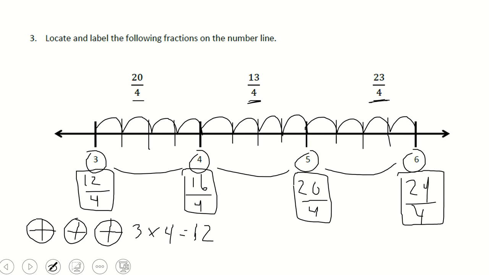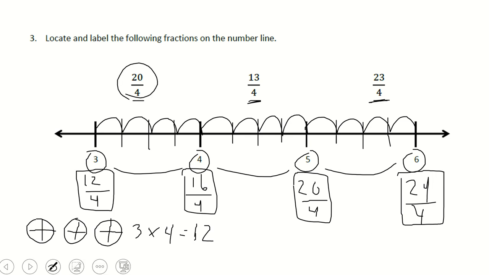And again, you can check your work. 12 divided by 4 is 3. 16 divided by 4 is 4. 20 divided by 4 is 5. And 24 divided by 4 is 6. So we are correct. Now I just need to plot my fractions on a number line.